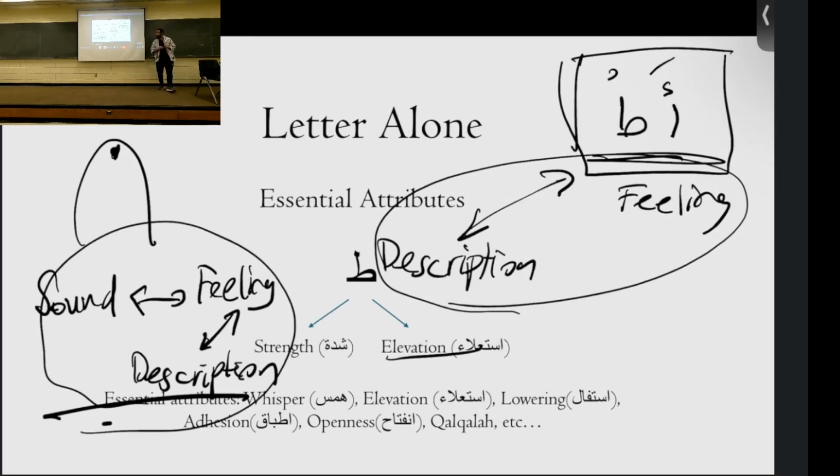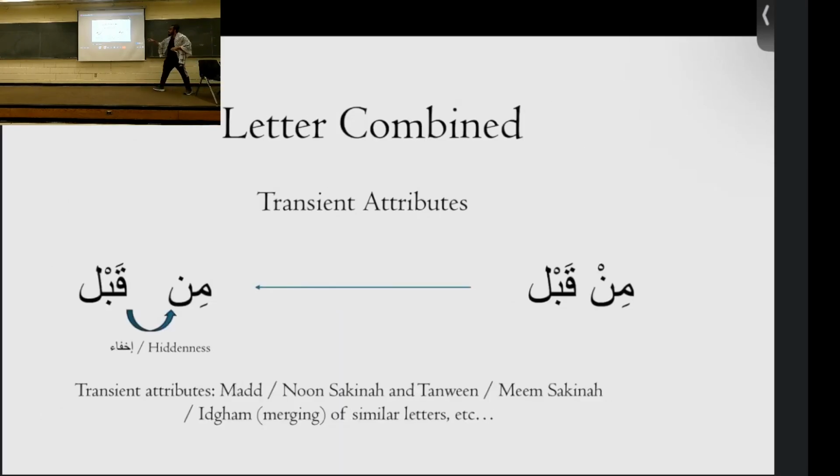Okay. So we talked about this guy, we talked about this guy, right? Transit attributes, right? Because the noon is coming with the qaf, we say min qabl. The noon does not. The noon normally is min. Why do you say min? Well, that min is because I'm coming after the qaf. So transit attribute is not part of what the letter is.